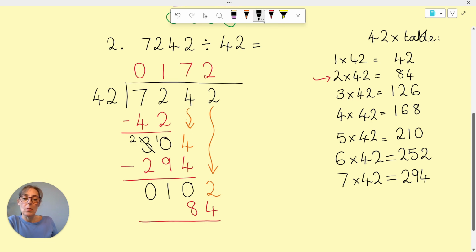Two take away 4 we can't do. There's a 0 next door, so cross out the 1, turn it into a 0, take it next door. Cross out the 10, turn it into a 9, take it next door. 12 take away 4 is 8. 9 take away 8 is 1, and then we've got 2 zeros, so we've got 18.